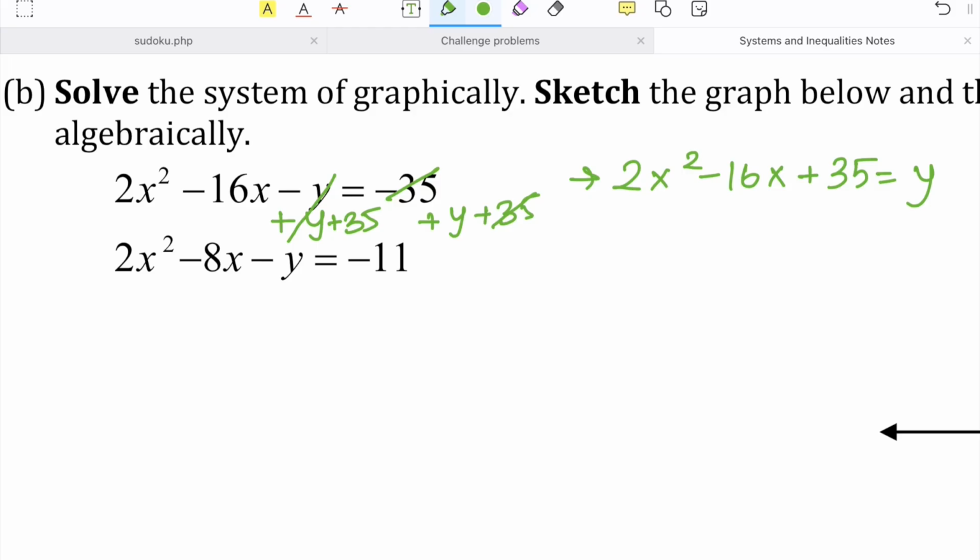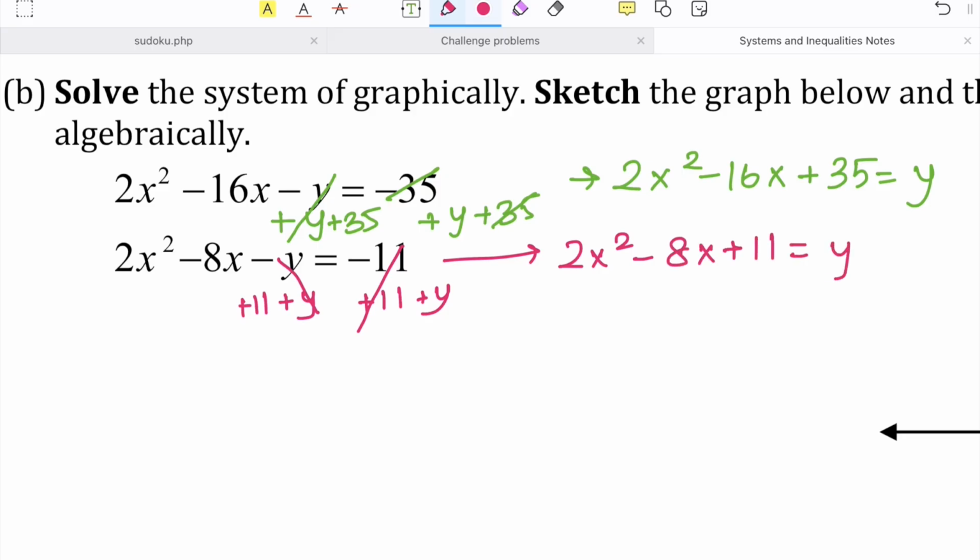Is it in standard form now? Okay, I'll do the same thing over here. Add 11 and add y. So minus 11 plus 11 is 0. Minus y plus y is 0. So we have 2x squared minus 8x plus 11 is equal to y. Okay.